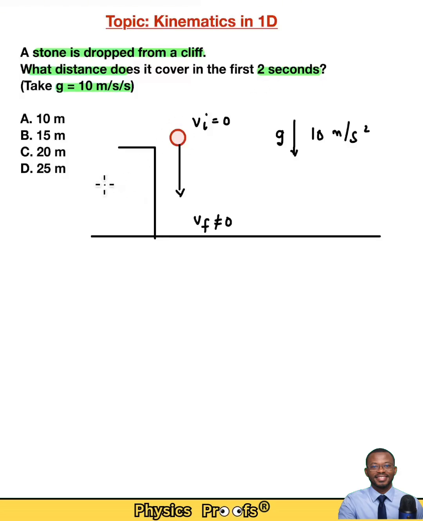So that would be our vertical displacement, delta y, in the first 2 seconds. What is that going to be? In this problem, we are given the initial velocity, Vi, is equal to 0. We are given the acceleration of free fall to be 10 meters per second squared. We are also given the time to be 2 seconds.